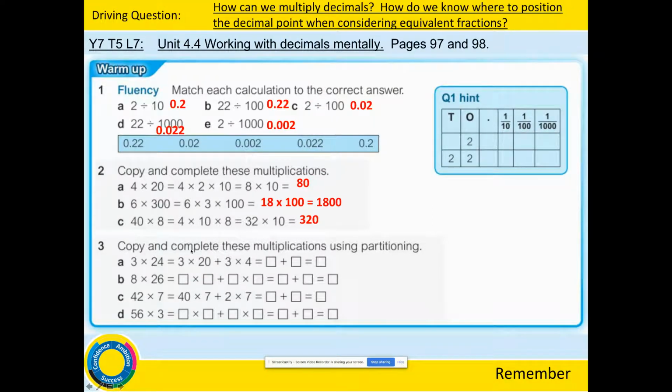Now we can always copy and complete these multiplications using partitioning. Partitioning is just splitting it up into the hundreds and into the 20s and into the ones and whatever numbers you've got, just splitting it up into its values.